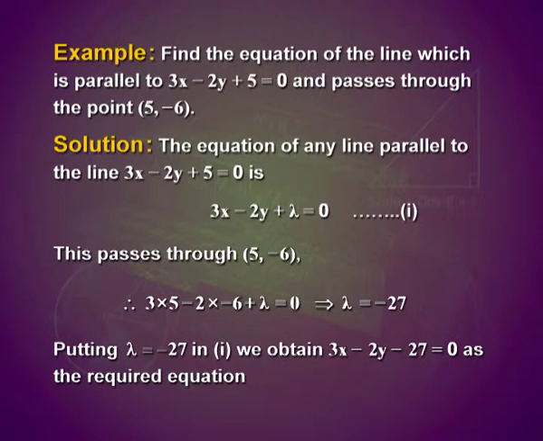On putting the value of lambda is equal to minus 27 in equation number 1, we obtain 3x minus 2y minus 27 is equal to 0. This is by using y minus y1 is equal to m into x minus x1. Let us see another example here.